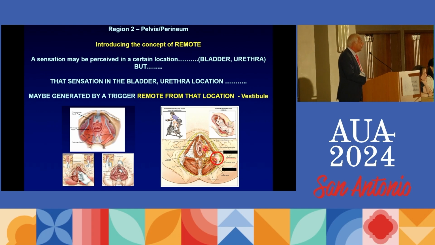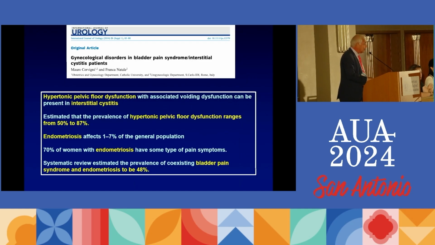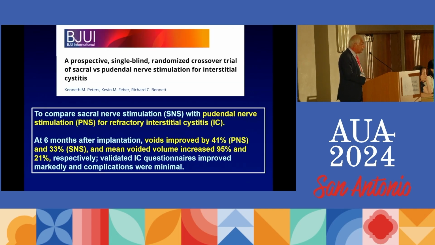Okay, now we're going to region 2. We're finished with the region 1 vestibule. Now we're going to the pelvic floor, and we're going to the pudendal nerve. And this is a paper where hypertonic pelvic floor was associated with IC. Hypertonic pelvic floor was seen in 50 to 87% of the IC patients. The second major condition that relates to IC in region 2 is endometriosis. It's uterine-like pathology. 70% of women with endometriosis had bladder pain. So to think outside of the IC box in region 2, think of pelvic floor and endometriosis.